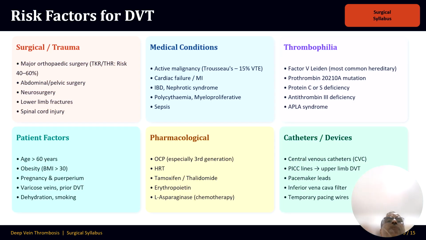Now, what are the risk factors for deep vein thrombosis, which is very essential to understand? So, immediate preventive measures can be done in such cases. The first and foremost is surgery or trauma. Major orthopedic surgeries, especially total knee replacement and total hip replacement, carry a significant risk of deep vein thrombosis to the tune of almost 40 to 60%.